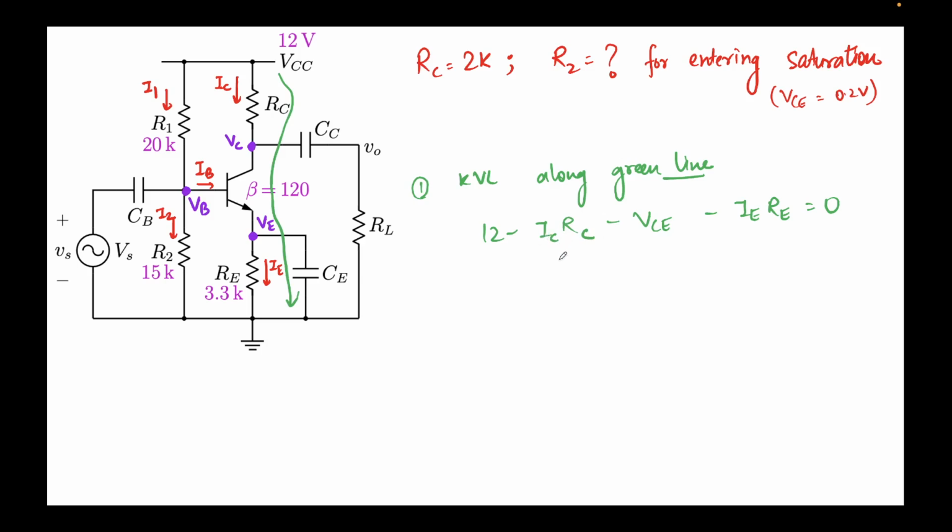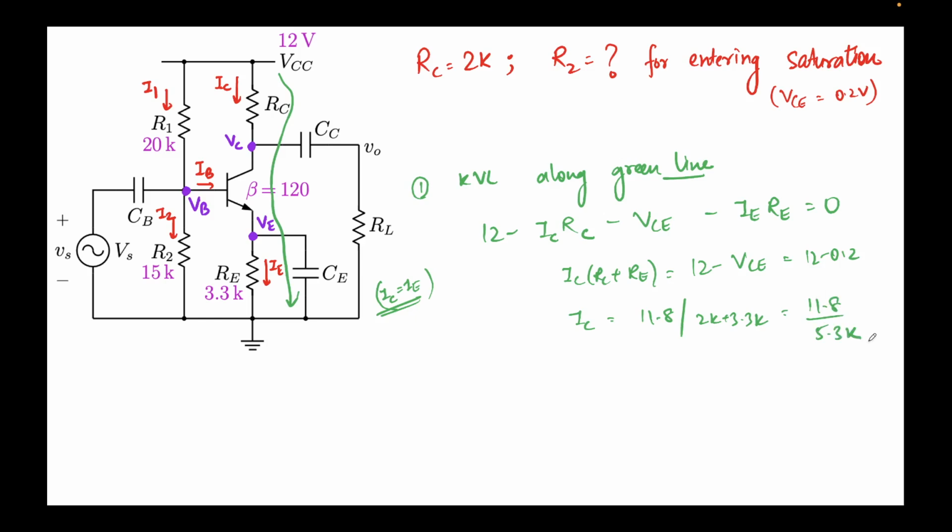I'll assume, since beta is large enough, IC equal to IE. This is an assumption. Then I can write that IC times RC plus RE should be equal to 12 minus VCE, which is 12 minus 0.2. So IC equals 11.8 over the value of RC, 2K, plus 3.3K, which is 11.8 over 5.3K. This comes out to be 2.23 milliamps. So the value of IC, just when you are entering saturation, is 2.23 milliamps for the given values of RC and whatnot.